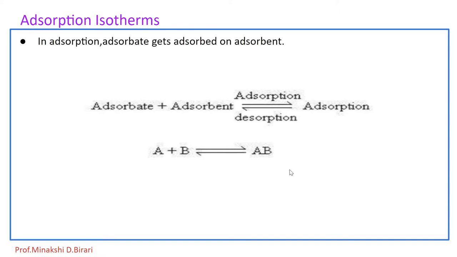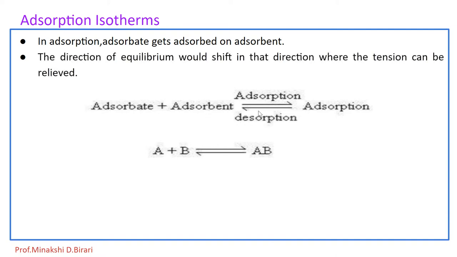In adsorption, adsorbate gets adsorbed on adsorbent. The direction of equilibrium would shift in that direction where the tension can be relieved. So there may be adsorption or desorption. Desorption is the reverse of adsorption. In desorption, there is removal of adsorbate from the surface of adsorbent. So it is the reverse of adsorption. In adsorption, adsorbate gets adsorbed on the adsorbent.